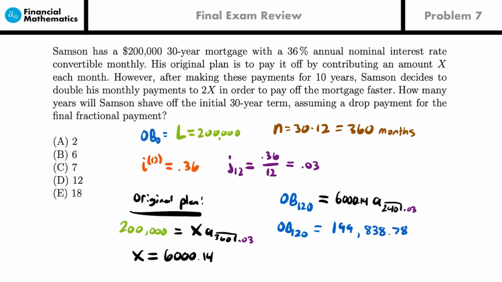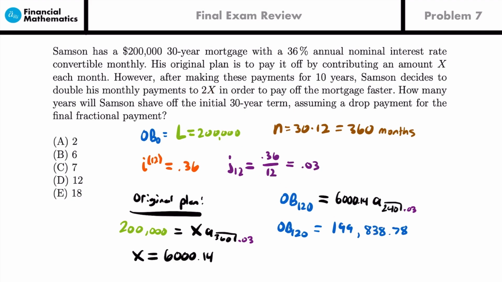Now, if you're looking at the original loan amount, that's not great, is it? It looks like Samson barely paid anything off, but as we know, eventually it will get paid off after he makes a total of 360 payments of X, but he wants to do it quicker, okay? So that's why after 10 years, he's going to switch to payments of 2X.